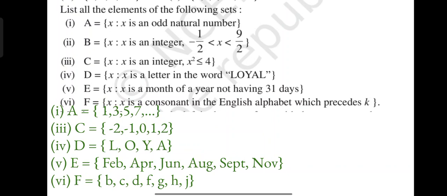And the next one is very simple for you now. It means the set of all letters in the word "loyal". We can clearly see that the word loyal has two L's, and L should not be written two times, so we have written it only one time, and all the other letters came only one time, so we have to specify every letter separated by commas. Okay, and the next one is the set of all months in a year not having 31 days.